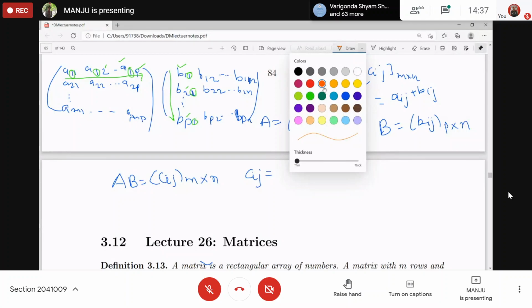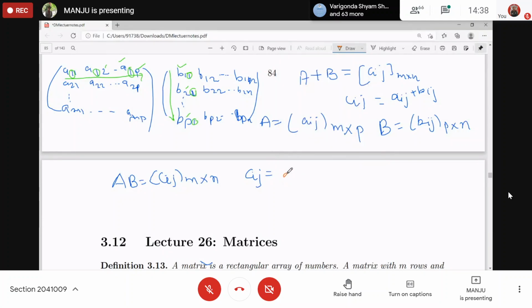Tell me, i is fixed, right? Ai1 multiplied with B1j, right? Plus Ai2, that's what we have, right? These are fixed. i is fixed, first Ai1 into B1j.